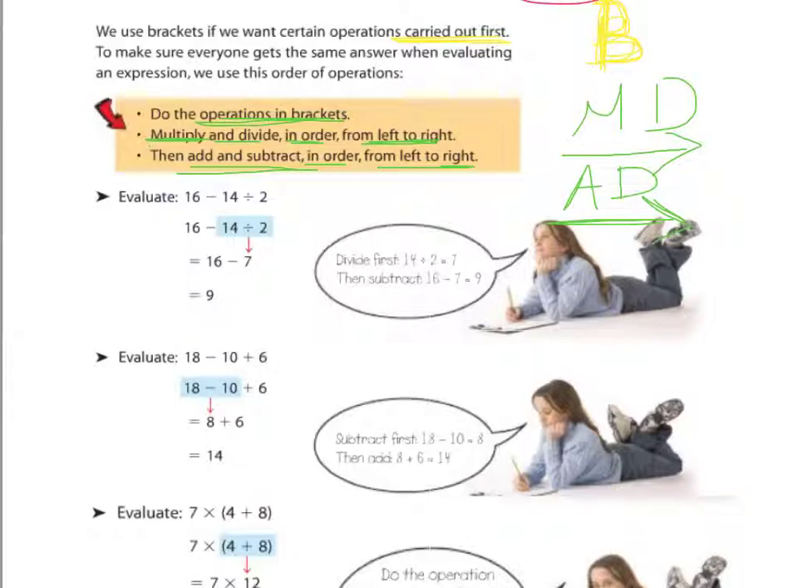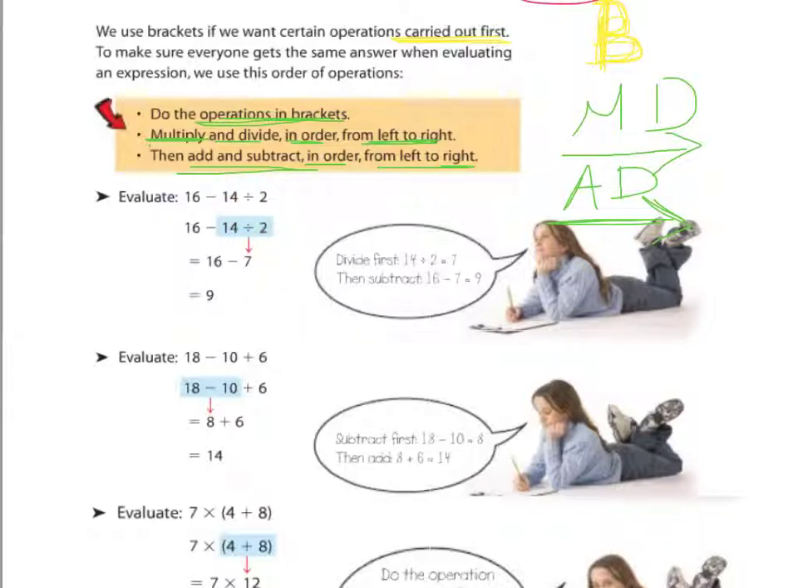So let's look at some expressions and see if we can evaluate them. So here we have 16 minus 14 divided by 2. Well, let's check. Do we have any brackets? Nope, we don't have to worry about that. Do we have any multiplying and dividing? Because that needs to come first in order from left to right. Well, yes, we do. So we have to do the 14 divided by 2 part first.